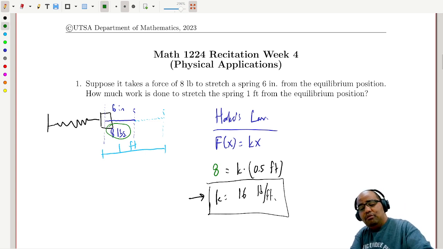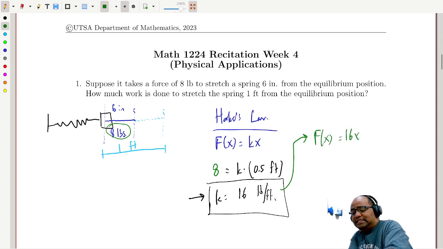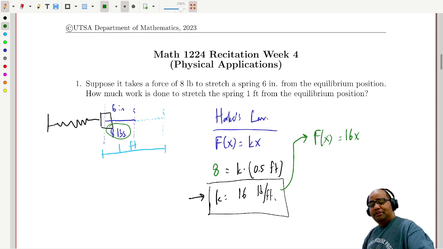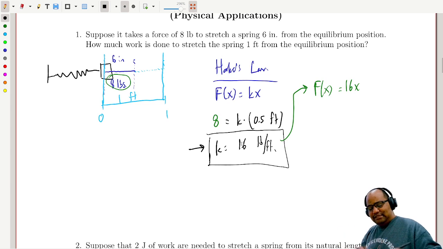Now we're going to take this information and create our force function for this spring, and our force function is 16x. That spring constant acts as our proportionality constant here. Now, how do I find the total work done to stretch the spring 1 foot from the equilibrium position? So I'm integrating here from 0, we're going to call this equilibrium position 0, to 1. I need to find the total energy in our system over that distance.